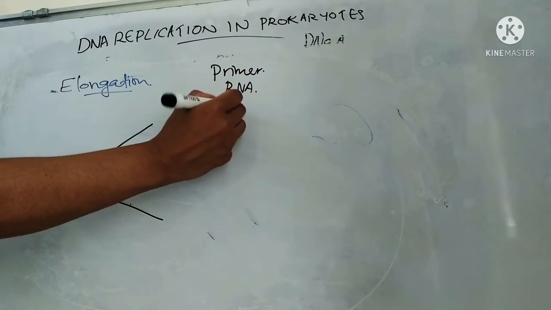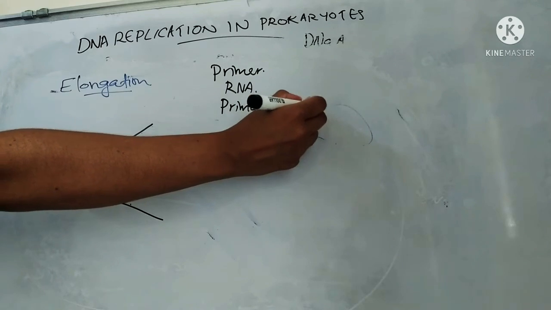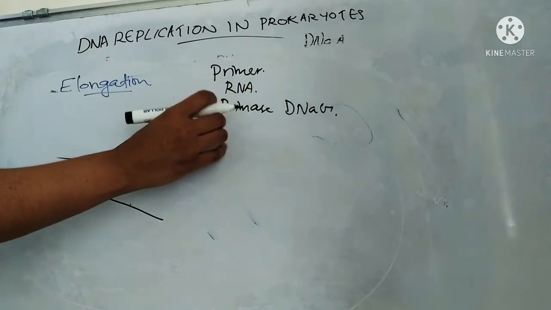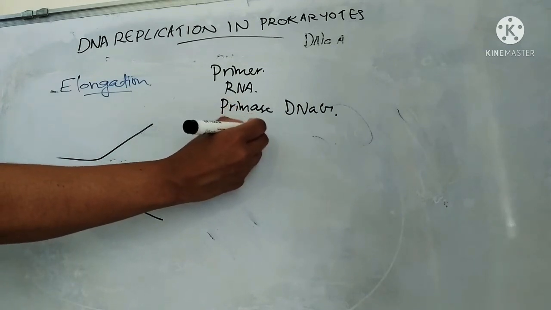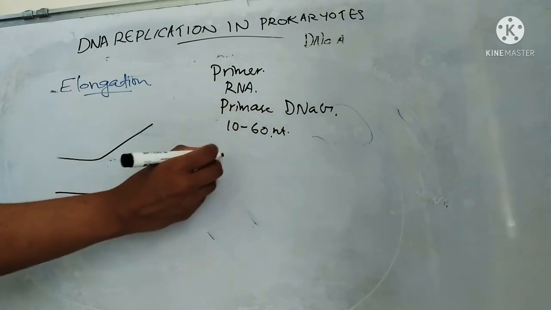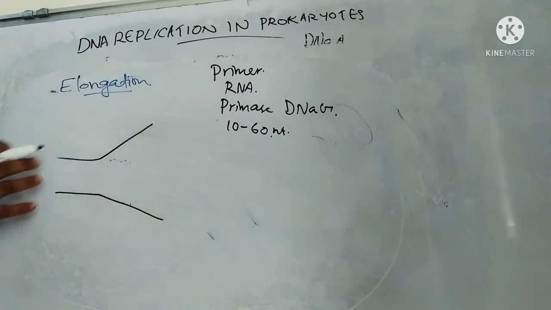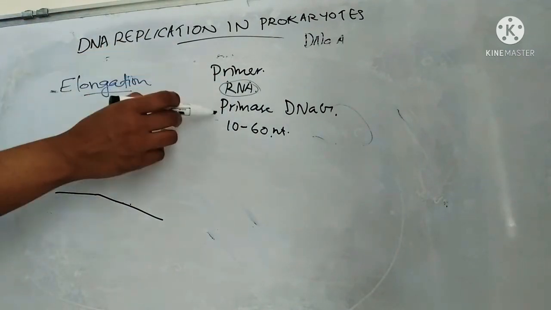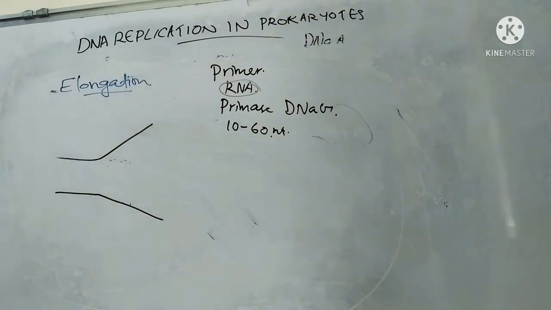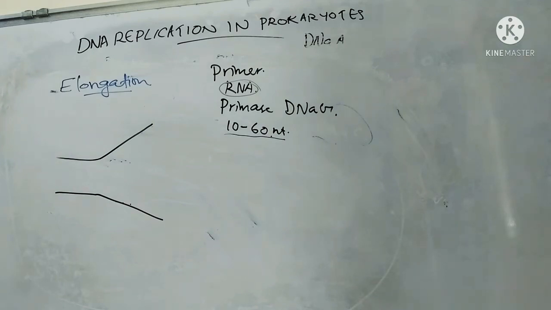Here the enzyme primase. Primase is also known as DNAG. This primase synthesizes a short stretch of ribonucleotide, which is about 10 to 60 nucleotides. So, at the point of elongation, a primer is needed. Primer is a short segment of RNA, and this primase enzyme synthesizes about 10 to 60 nucleotides.